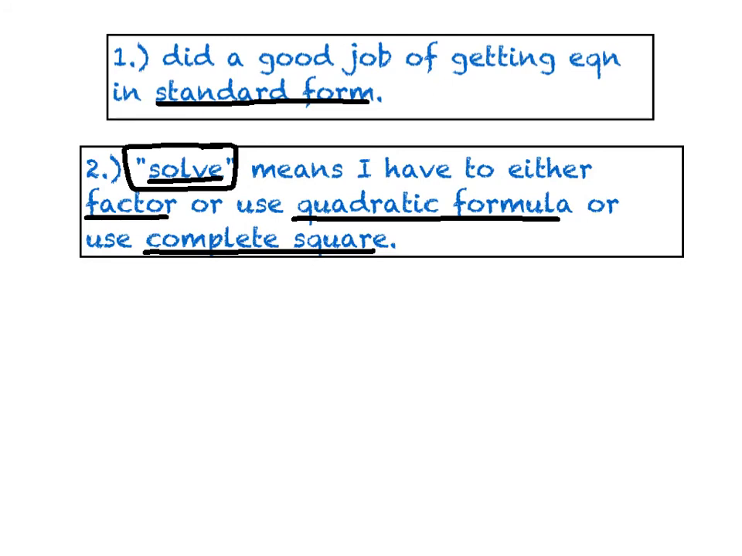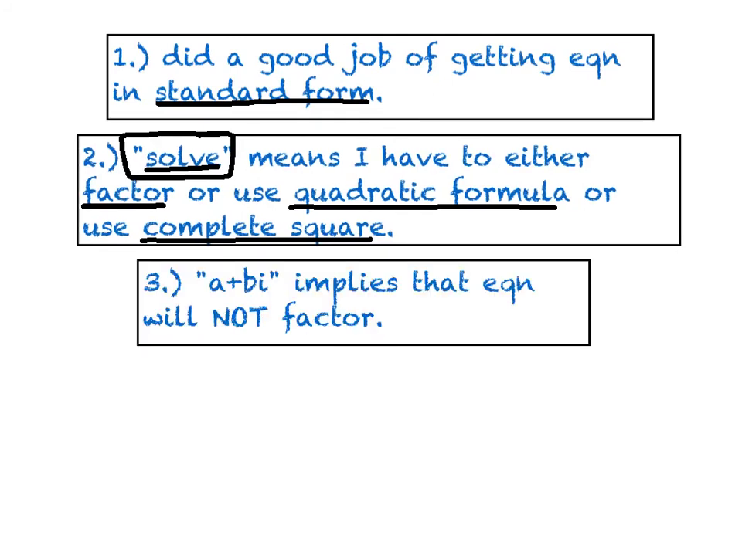My next comment's a very brief one, but again, in the directions, I saw the a plus bi, and as soon as they mentioned a plus bi, that was a signal to me that this equation will not factor. I promise you that will be true every single time. Every single time you see a plus bi, the equation will not factor, which basically eliminated one of my options from earlier, and we're now down to 2 choices. We're either going to use the quadratic formula or completing the square.